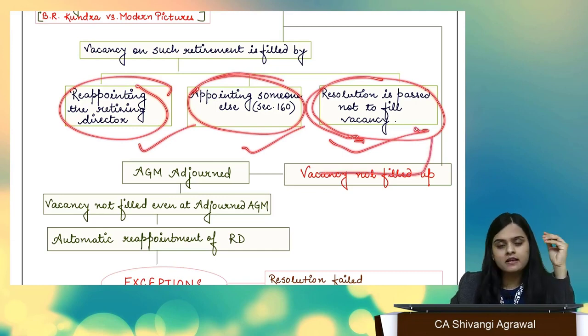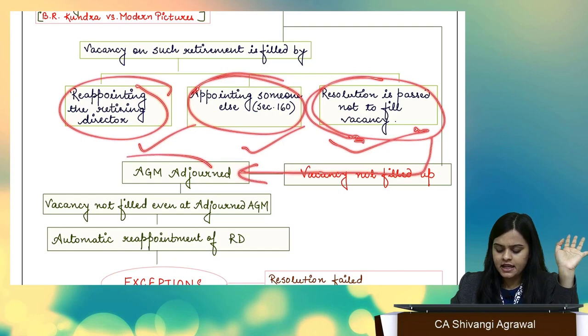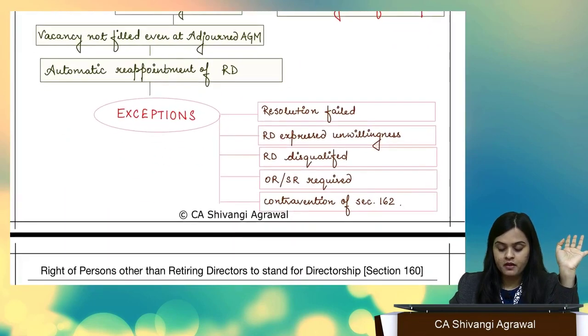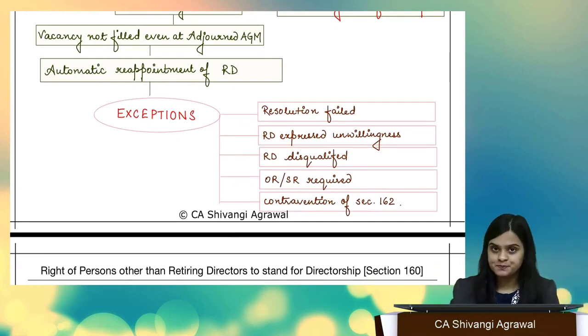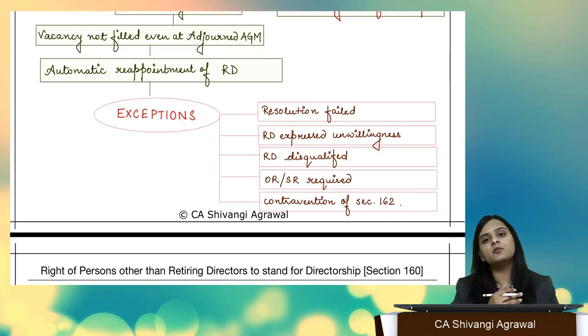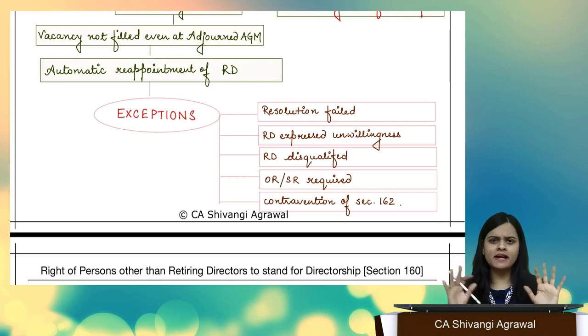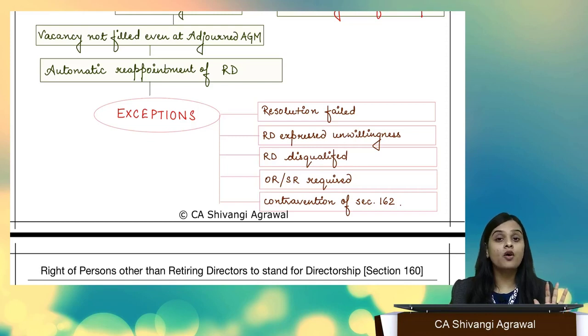Supposedly none of the resolutions is passed, then the AGM will be adjourned. It will not be concluded, the AGM will be adjourned. When the AGM is adjourned and the vacancy is not filled even at the adjourned AGM, it amounts to automatic reappointment of the retiring director. That means he will be automatically reappointed. But there are certain exceptions where he will not be treated as reappointed.